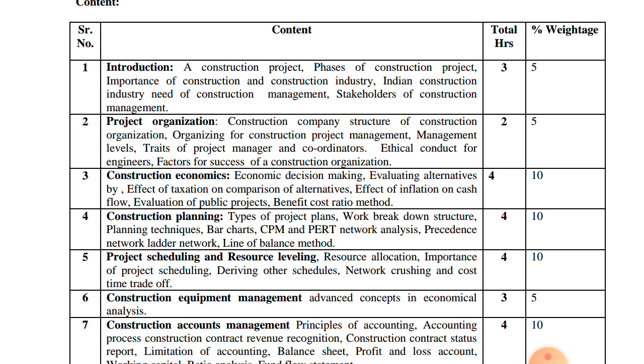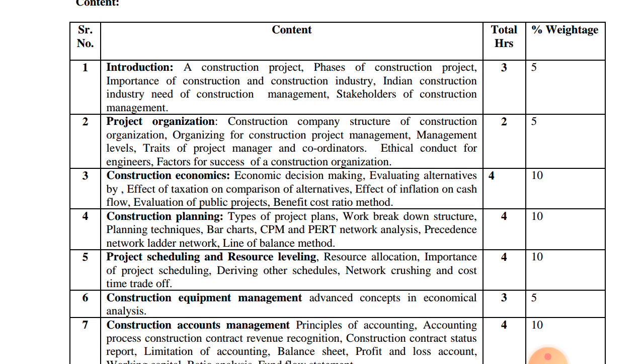Here from CPM and PERT, always one example of 7 marks is asked from the CPM and PERT network analysis, and one question is asked from the work breakdown structure or the LOB technique or method. Now chapter number 5 is project scheduling and resource leveling.